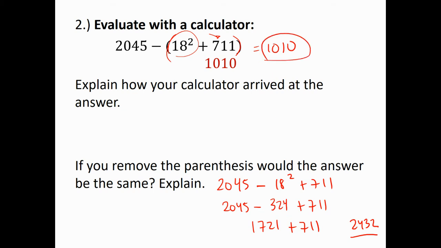What if I did the addition first here? 324 plus 711. Okay, this part, what if I just threw in my own parentheses, which is not allowed? And then I did 2045 minus 1035. Look at that. It is 1010. So what's going on here?